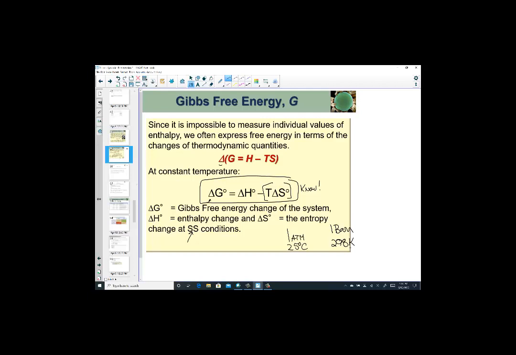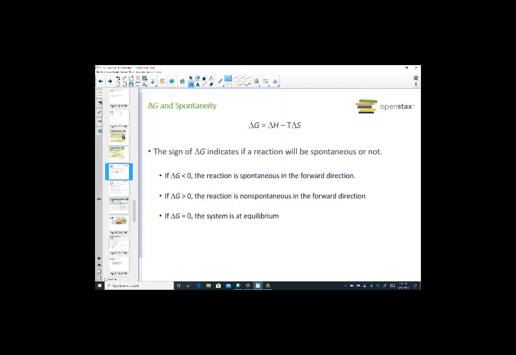Gibbs free energy is a relationship that will tell us if a reaction is spontaneous by looking at the enthalpy value and the entropy value and the temperature with which the reaction occurs. So let's put this together. The sign of delta G is what's important to us. Think of the delta G as really as a measure of the driving force of a reaction. The sign will indicate if a reaction is spontaneous or not.